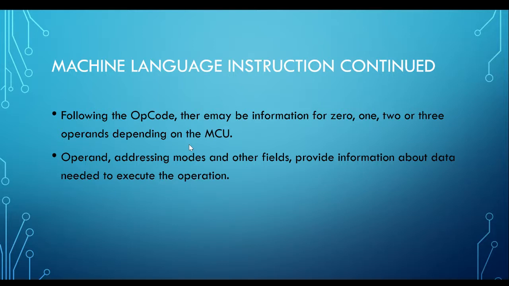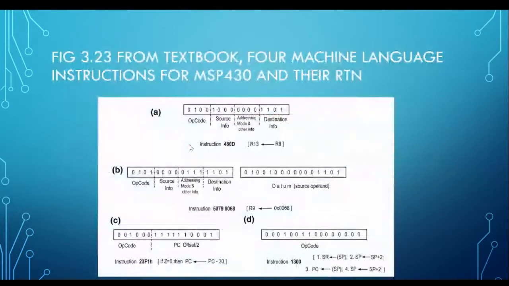Following the opcode, you may have 0, 1, or 2 operands, or you can even have 3 operands. So you can have an opcode, a function that involves 3 operands. Now let's look at this. This is a very clear extract from the textbook.